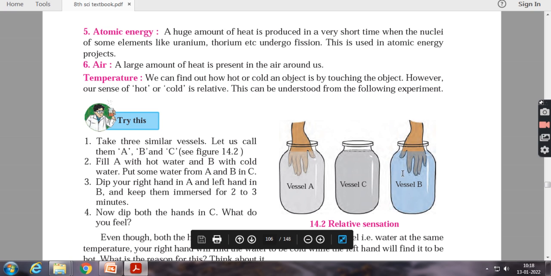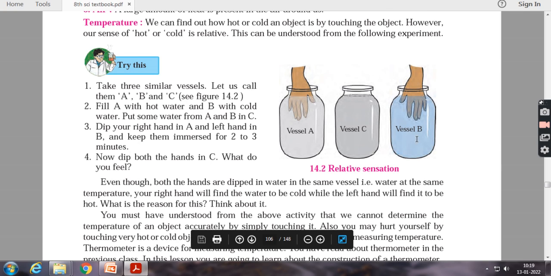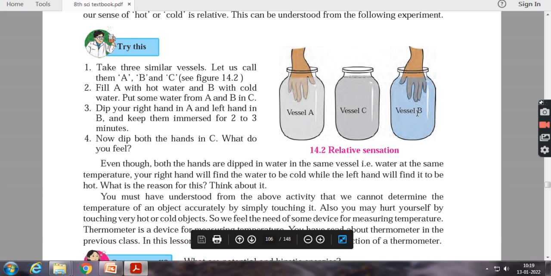By doing a simple experiment, you can see there are three vessels: vessel A, vessel C, and vessel B. In vessel A there is very cold water, and in vessel B there is hot water. We put some of the water of A and some of the water of B in one vessel, that is vessel C. When we put our hand in vessel A, as you know, vessel A is a jar, this vessel is very much hot.